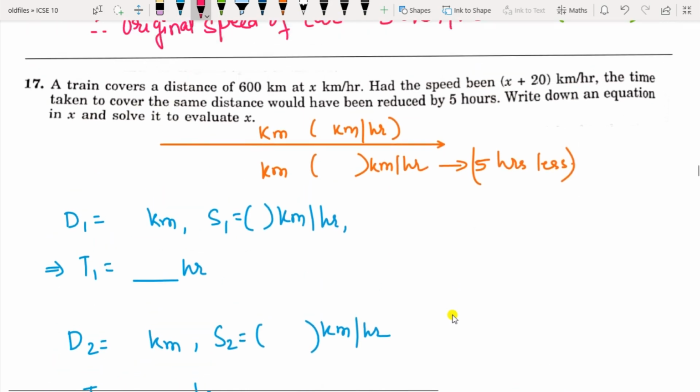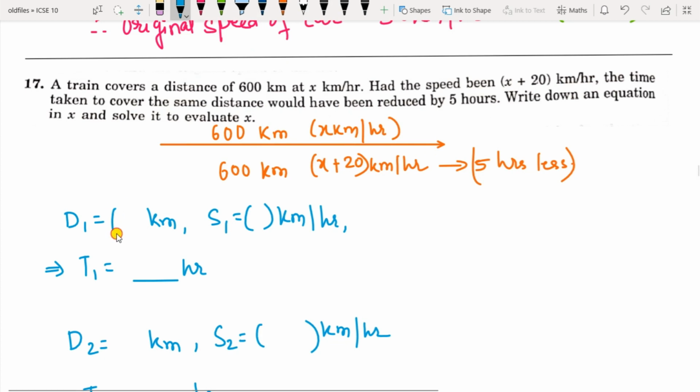Question 17. A train covers a distance of 600 km at x km per hour. Had the speed been x plus 20 km per hour, the time taken to cover the same distance would have reduced by 5 hours. So similar question this is. Train is covering a distance of 600 km at x km per hour, and the same 600 km, if the speed has been increased to x plus 20, it would take 5 hours less. Okay, so same thing here.